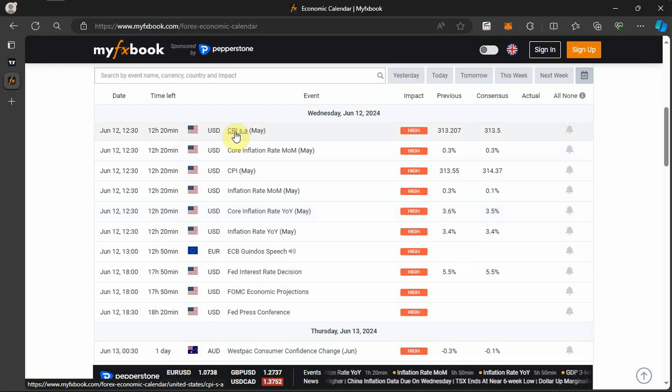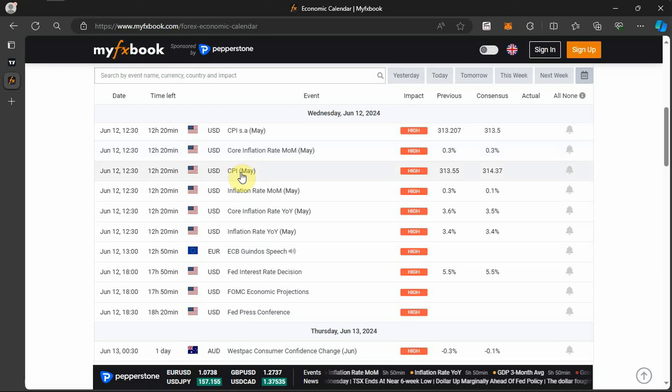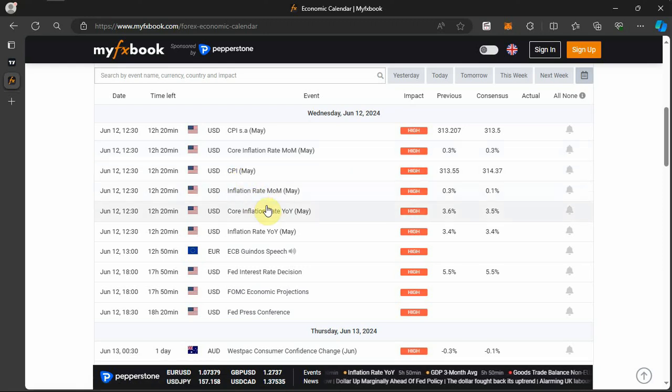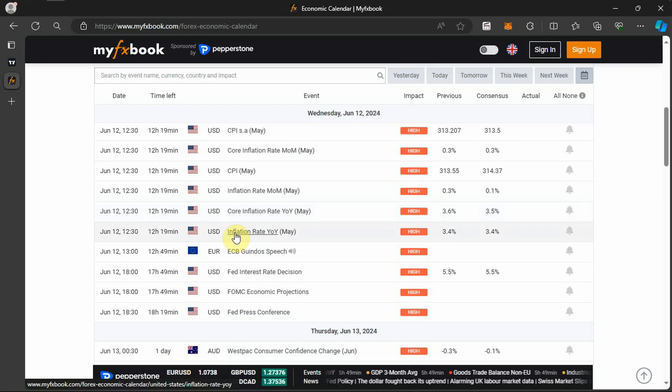So CPI, core inflation rate, month over month for the month of May. We have CPI for the month of May. We have inflation rate month over month for the month of May. We have core inflation rate year over year for the month of May. We have inflation rate year over year for the month of May.